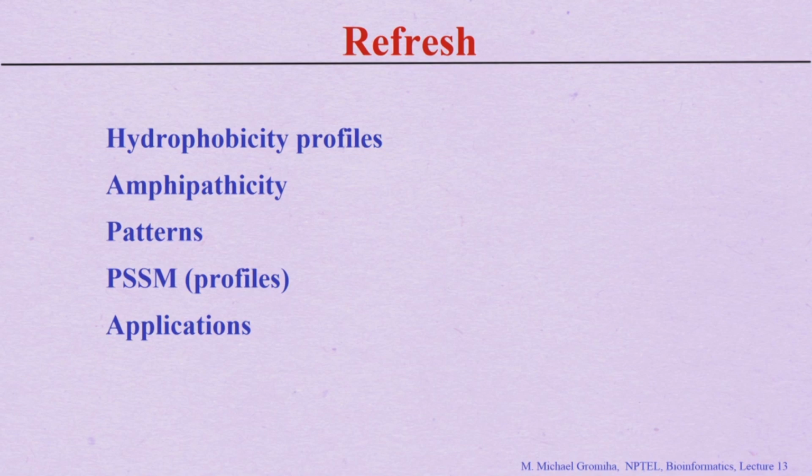What is ambiphasicity? Right, it is a periodicity of polar and non-polar residues in any amino acid sequence. You can see some specific periodicity in the case of alpha helices or beta strands and so on.